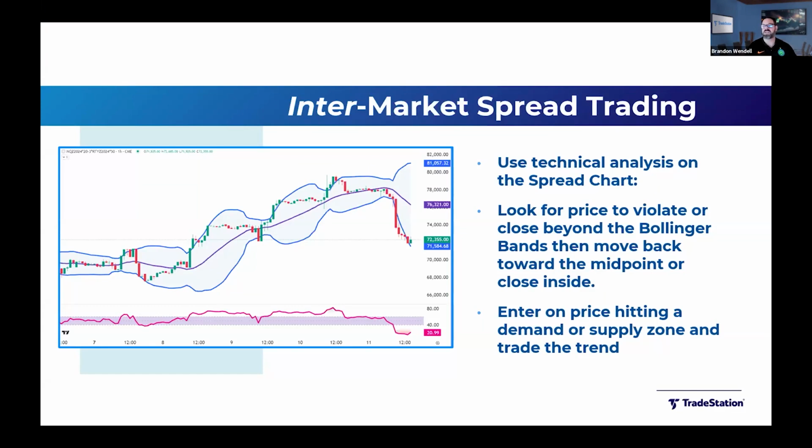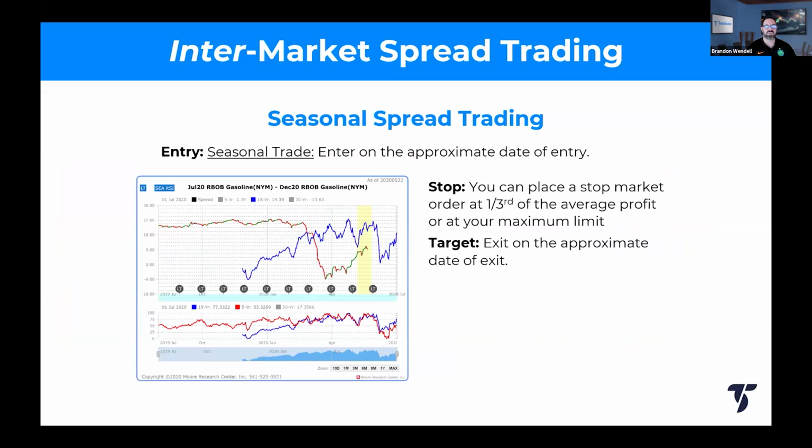You basically can open it as a spread. Yes, you can close individual legs if you choose to. You can actually split it up. So right here for a seasonal trade, we can enter on approximately the date of entry that the seasonal spread tells you to, place your stop maybe 1/3 of the average profit, and target the approximate date of exit or the average profit.